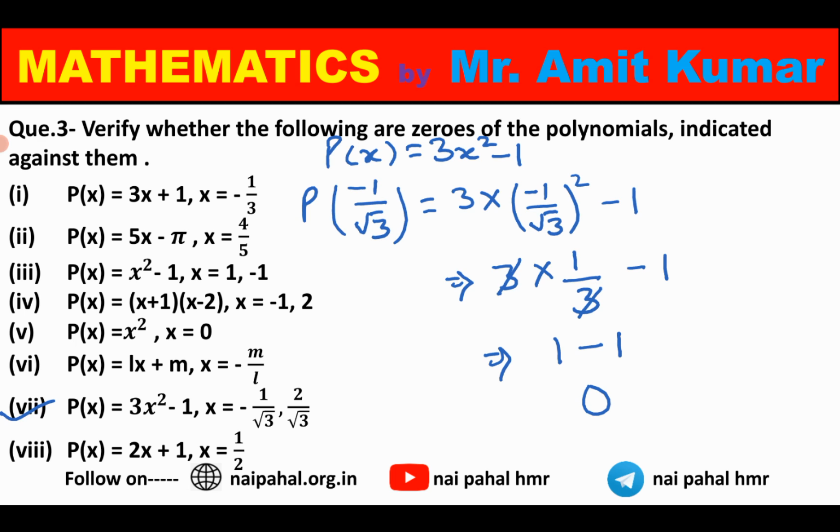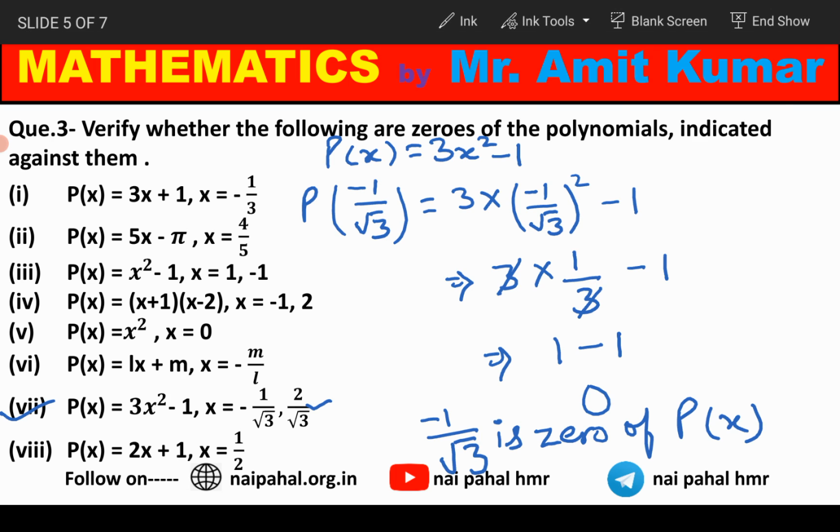So you can say minus 1 upon root 3 is a zero of polynomial Px. Now here the second part remains, so we will do it in the next slide.